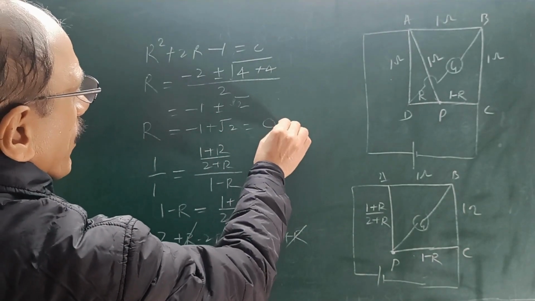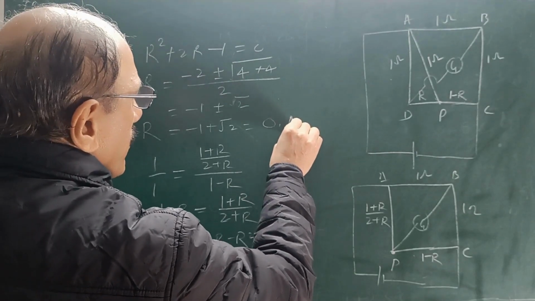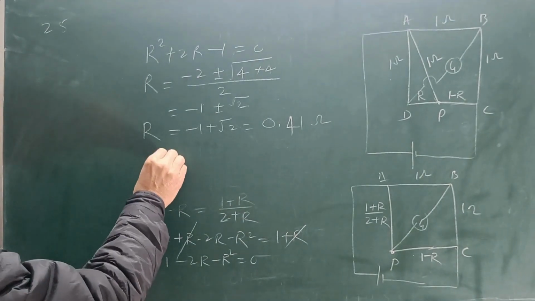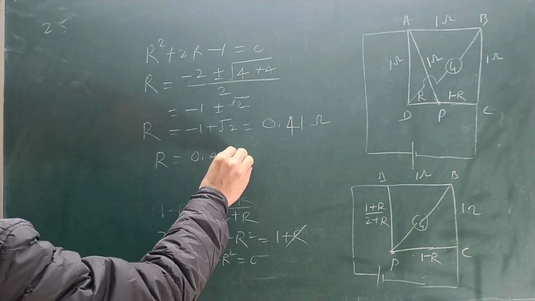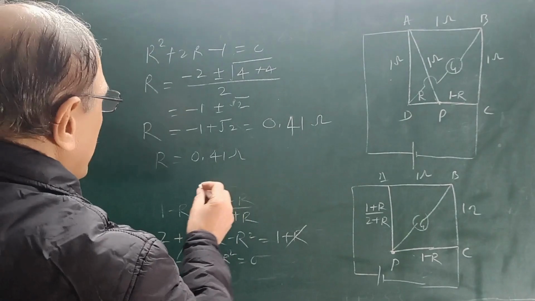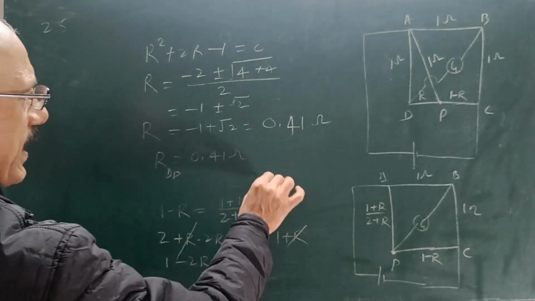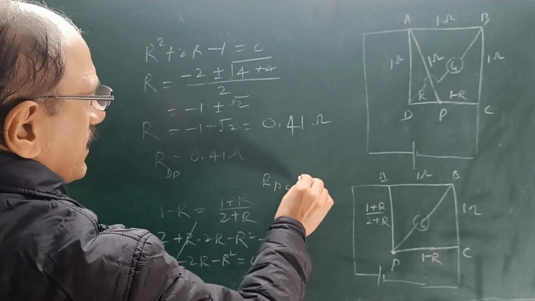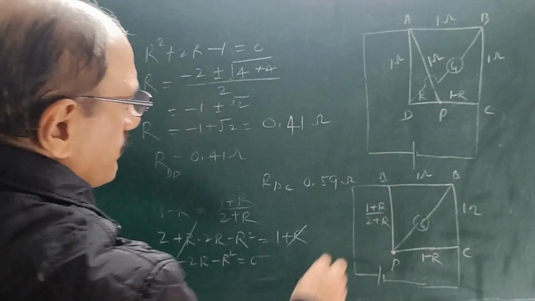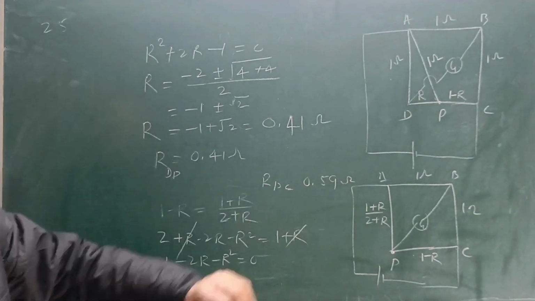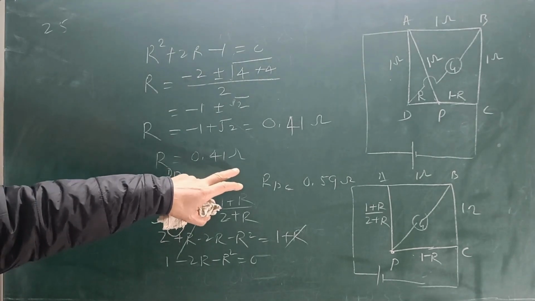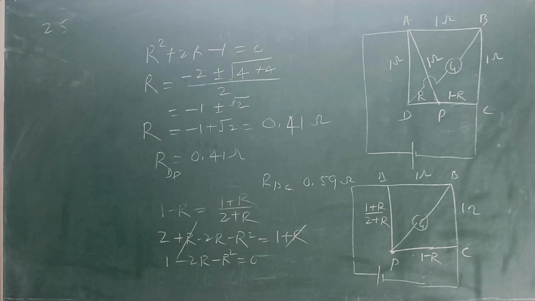That means 0.41 ohm. So the value of R is 0.41 ohm. And if it is asked, then RDP will be this, and RPC will become 0.59 ohm. Although this is not asked, you can just get it. So the resistance DP is 0.41 ohm.